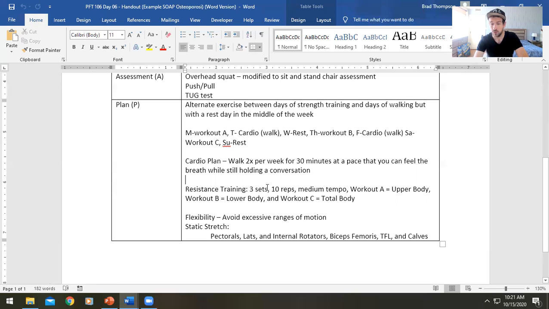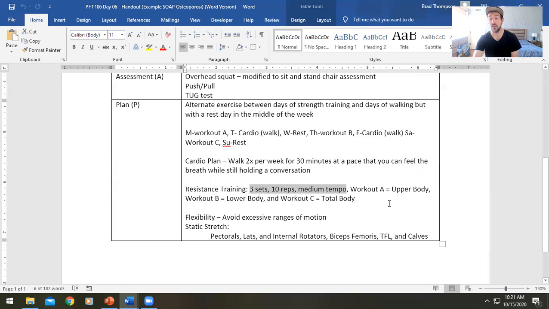Our resistance training, we're doing 3 sets of 10 at a medium tempo. So that's going to be kind of like a 1-1-1 tempo. They're not doing super slow tempo. They're not doing super fast tempo. We want to be gentle on the joints. They also don't have to do these big, long static holds. Gentle on the joints, right?